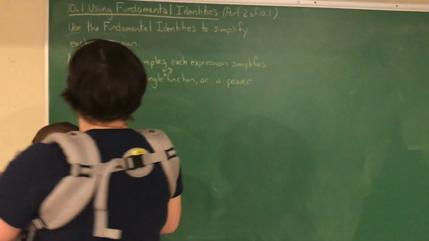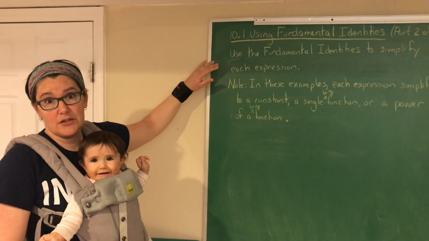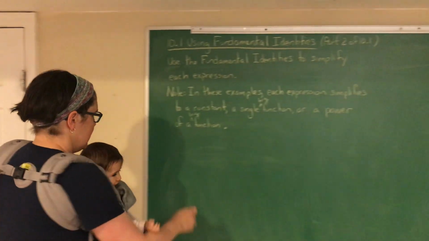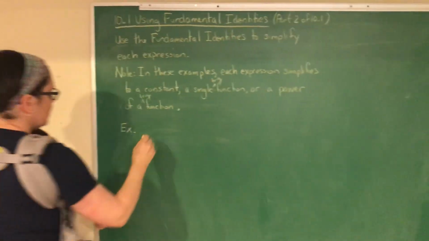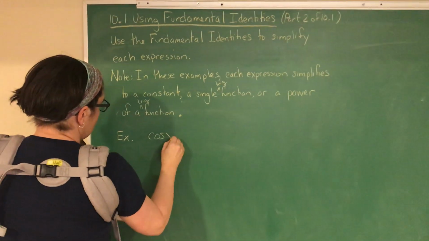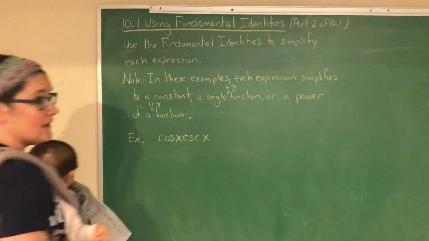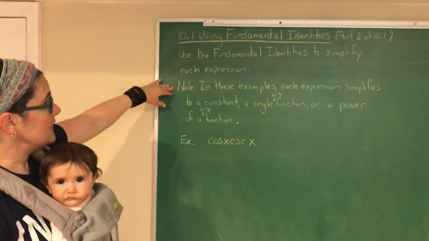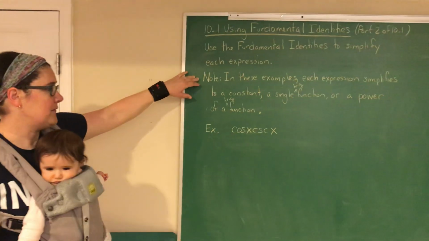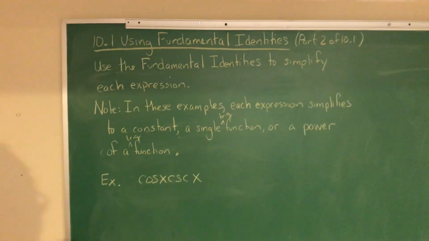So the instructions that I have written up here are, we are going to use the fundamental identities to simplify each expression. So our first example, the expression that we are looking at is cosine of x times cosecant of x. And our instructions tell us that in these examples, each expression simplifies to a constant, a single trig function, or a power of a trig function.